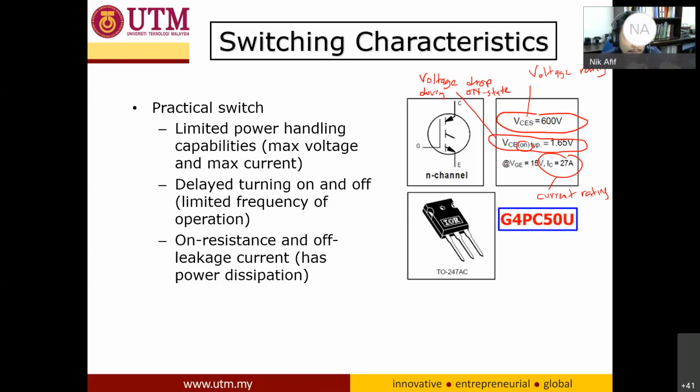Doctor, usually is the question based on ideal or practical? It depends on the questions. You mean for the test and final exam? Yes, it depends on the questions. Some questions use an ideal switch, some questions give you some values, for example like this, and then you calculate the voltage drop, the power losses, and so on. I hope you understand that.